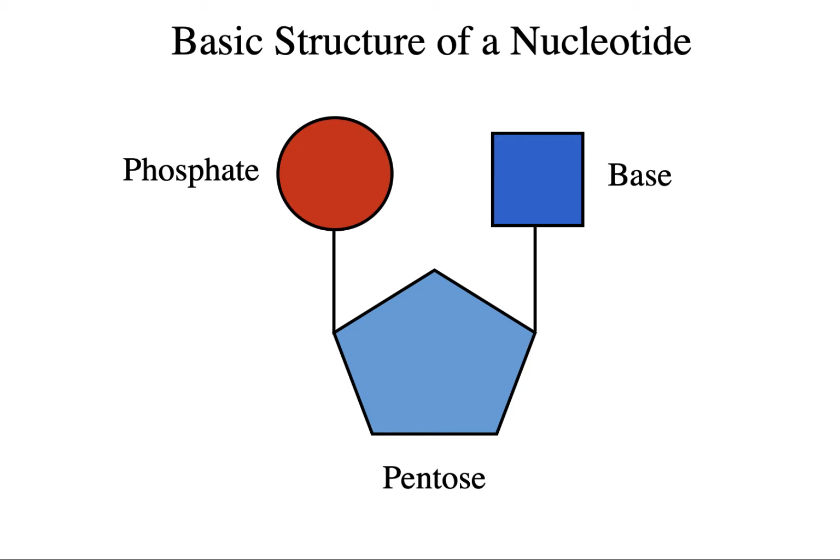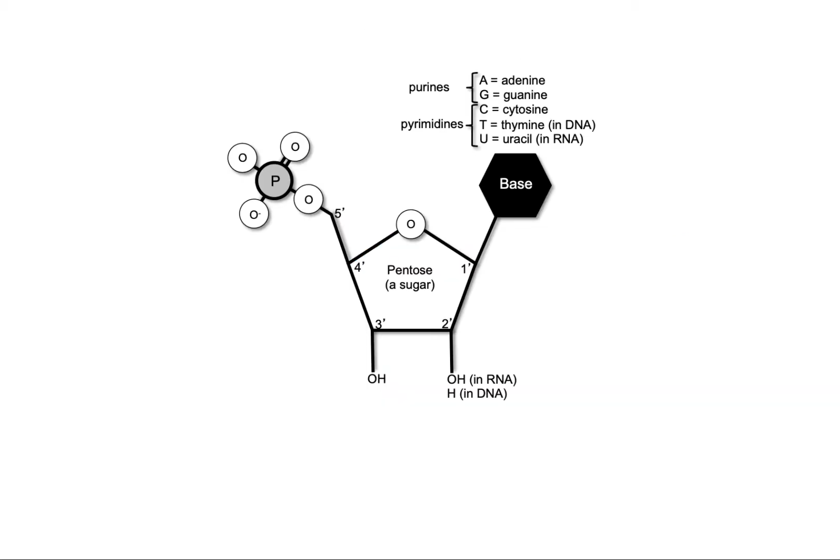The basic structure of a nucleotide is this, where you have a pentose sugar attached to a phosphate group, and then a base, one of these nitrogenous bases, a purine or a pyrimidine. So here's a little more detail about that. Here's the base, one of the nitrogenous bases. The purines are adenine and guanine, and the pyrimidines are cytosine, thymine in DNA, and uracil in RNA.